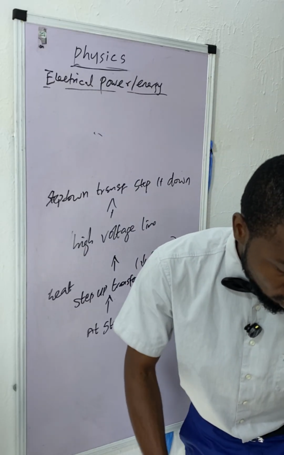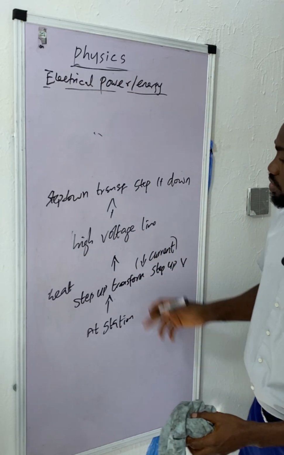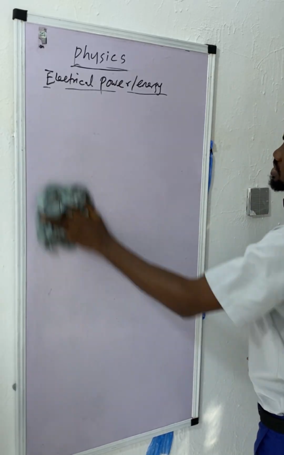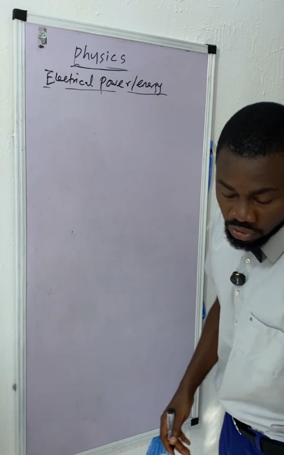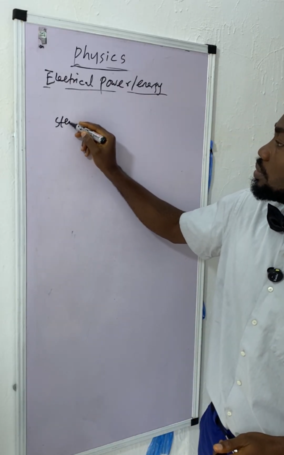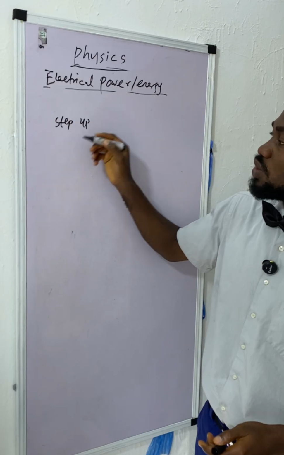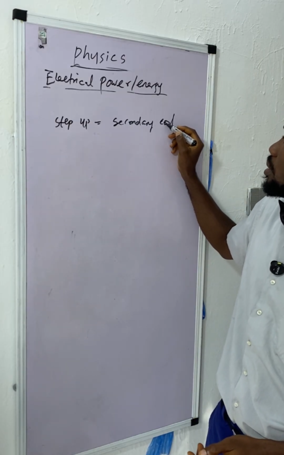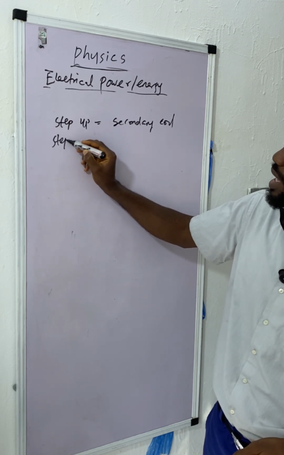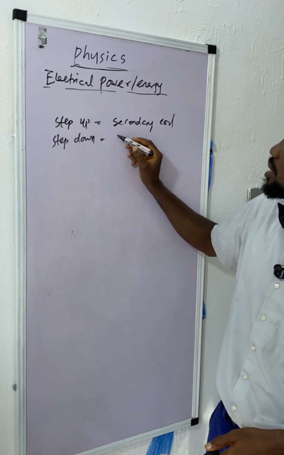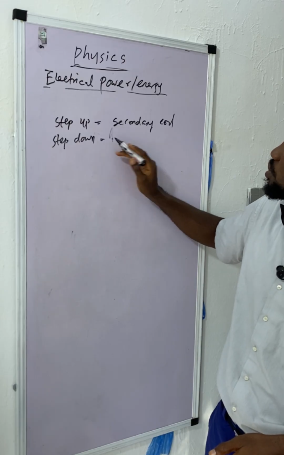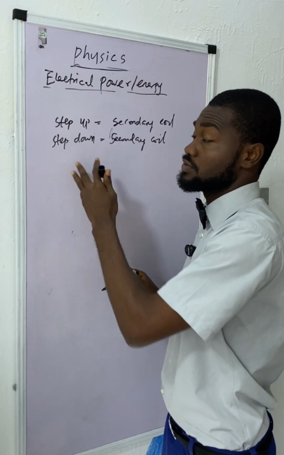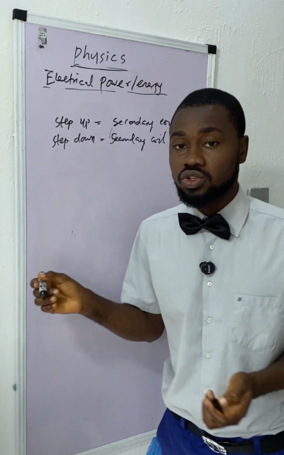All right. We are going to look at the part of the transformer that is responsible for these conversions. It's very easy. All these are common questions. Very common. So step up. The part of the transformer that's responsible for step up is the secondary coil. The part of the transformer that is also responsible for step down is the secondary coil too. So both step up and step down in a transformer are served by the secondary coil.